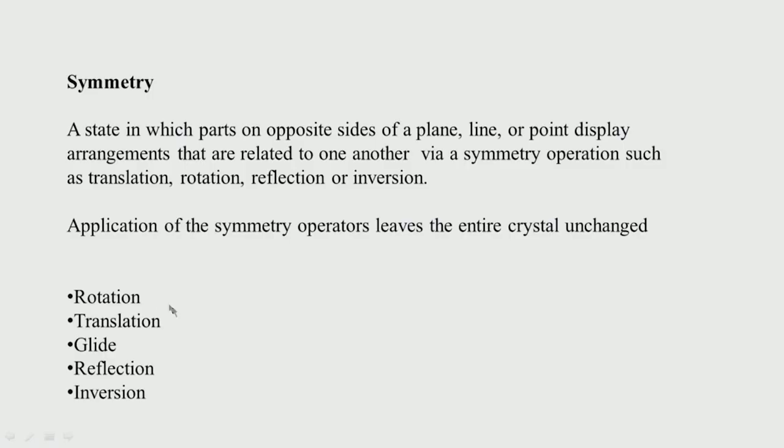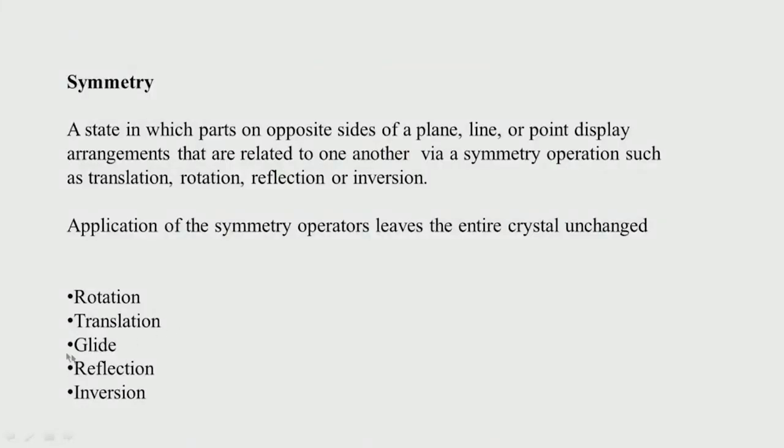So if I have translation symmetry, that means when I translate or move it, the original form and the moved form are similar. That is called translational. Then we have gliding symmetry, that means if I glide it from one position to another, and the original form and the form after the gliding are similar, then it is called gliding.